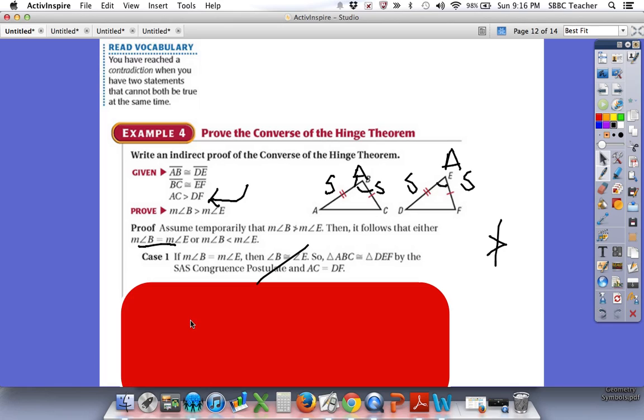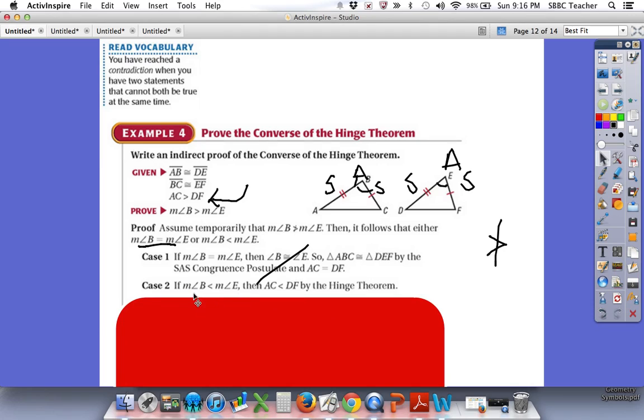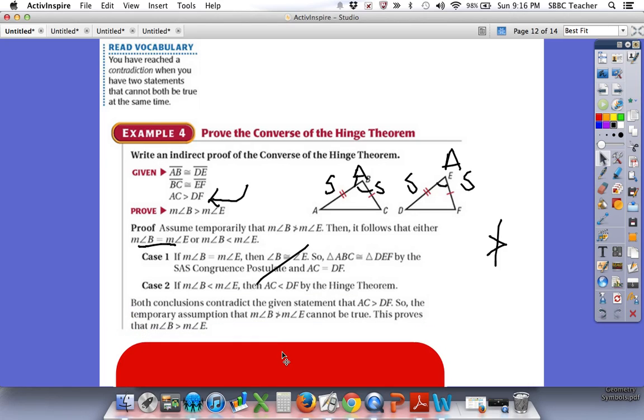Let's look at case 2. In case 2, if the measure of angle B was less than the measure of angle E, then AC would be less than DF by the hinge theorem. And that also contradicts the given information. The given tells us AC is greater than DF. So both conclusions contradict the given statement that AC is greater than DF.